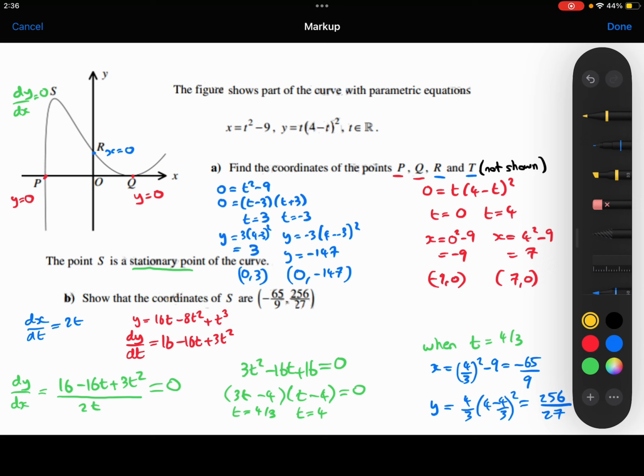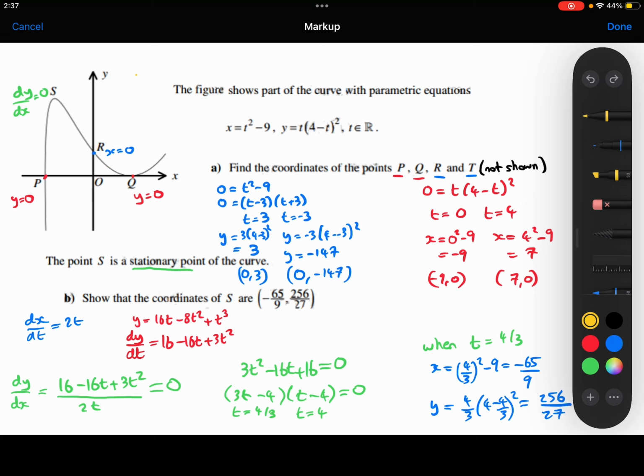P and Q were where the curve touched and intersected on the x-axis, and we were told in the question that R and T were where the curve intersected on the y-axis, but we were told that point T was not shown in the sketch. So, starting off with the points R and T, that's where it intersected on the y-axis, so that's going to be when x is equal to 0.